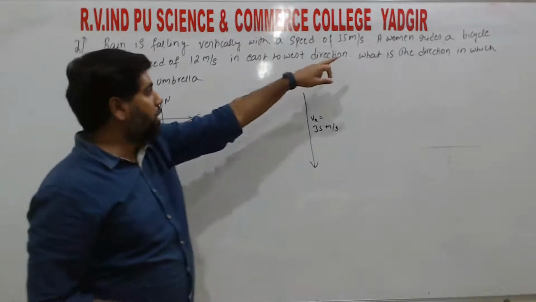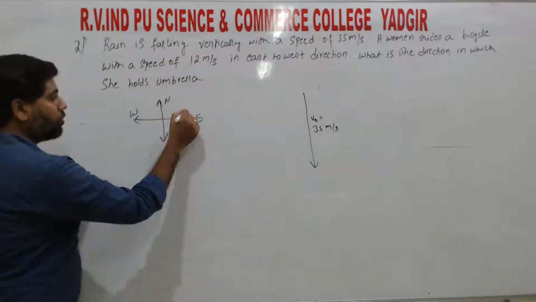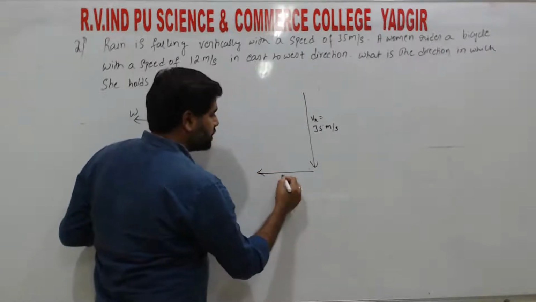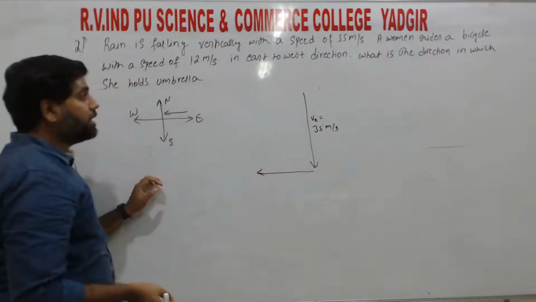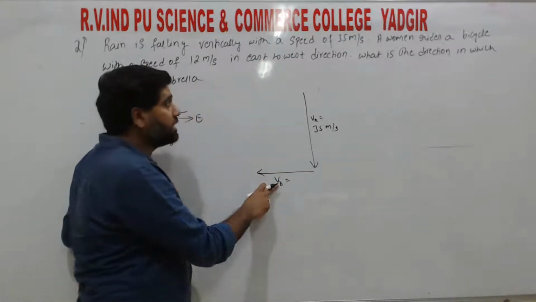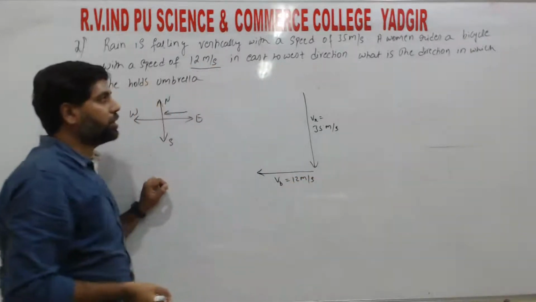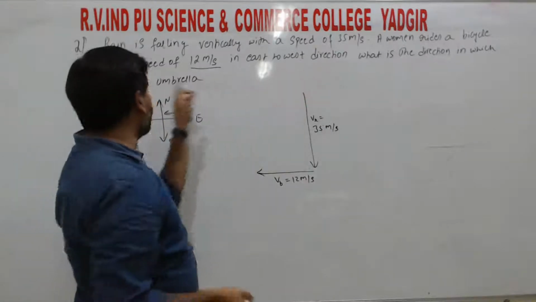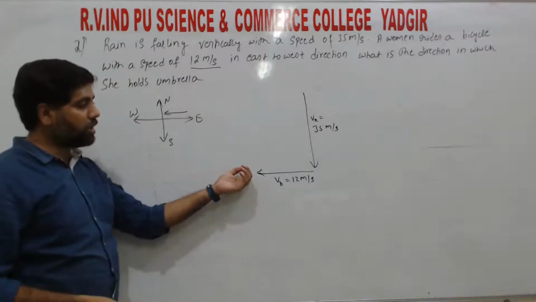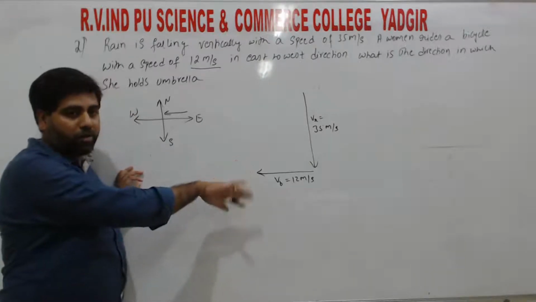So next, a woman rides a bicycle with a speed of 12 meter per second in east to west direction. So from east to west means this direction, right? So one woman, she is riding a bicycle with a speed, so VB, that means speed of the bicycle. So how much they given? 12 meter per second, right? So we need to find the direction in which she holds the umbrella, right? So she is carrying an umbrella along with her. We need to find in which direction she holds the umbrella, right?